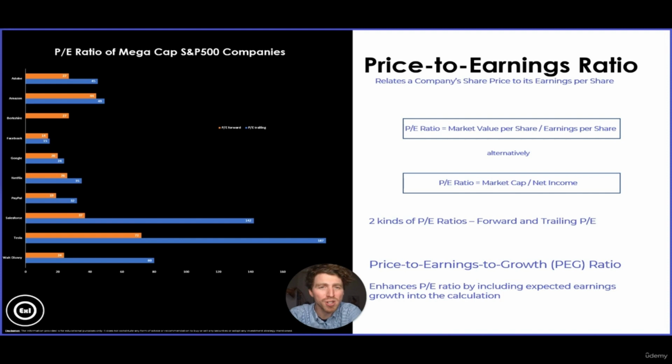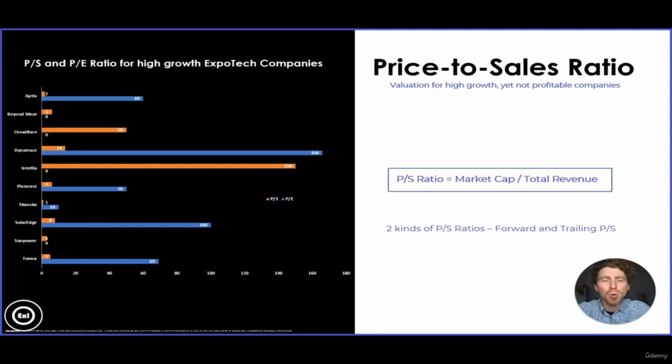So the PE ratio is used quite often by analysts and investors to really evaluate a company. And I would advise you to also have a look at the PEG ratio and not put too much emphasis on the PE ratio, especially if you invest in high growth startups or high growth companies which are not yet profitable. Price to sales ratio.